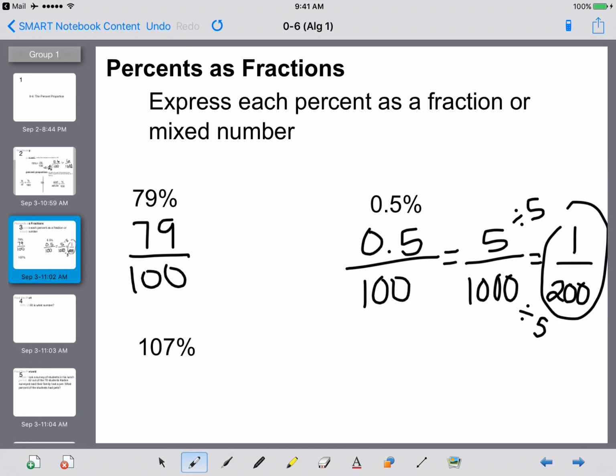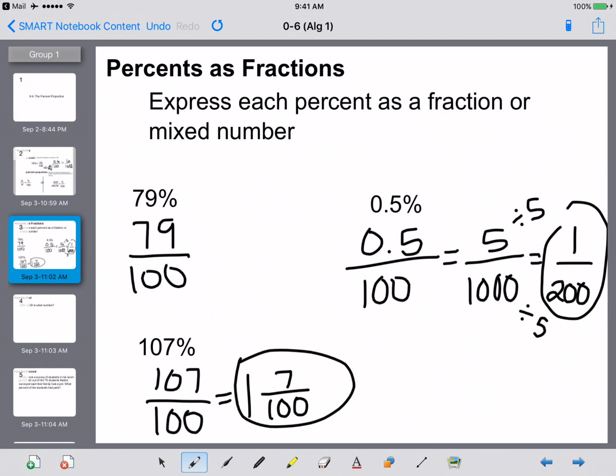And then 1.07%. We can write that as our percent over 100. Well, guess what? 100 goes into 107 one time, and then there's 7 100ths left over. And there we have it in simplest form.